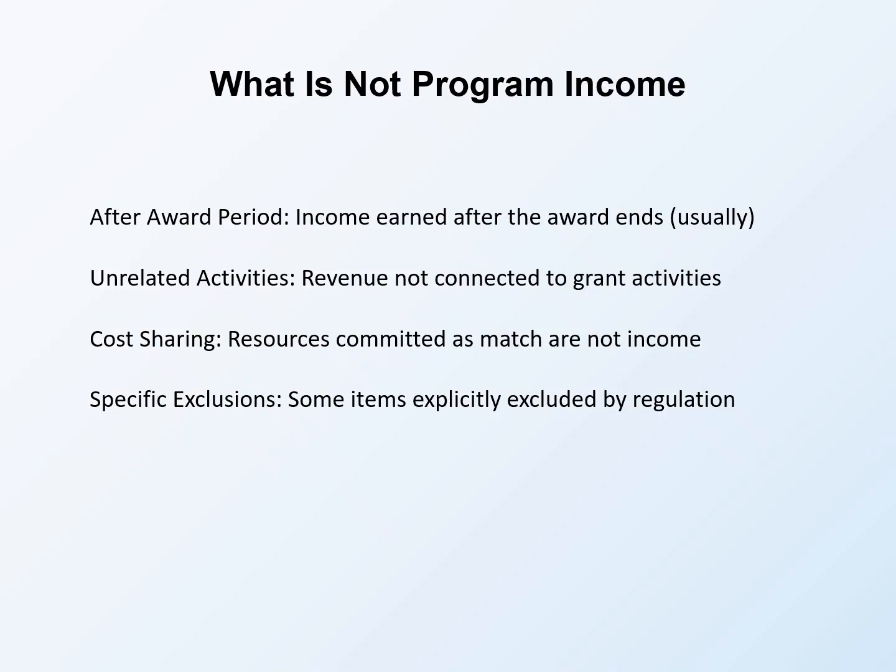Specific exclusions listed in the regulations or award terms may apply. For example, certain license fees and royalties for patents and inventions may be excluded. Interest earned on advances of federal funds may have specific treatment. Review applicable regulations and award terms for specific exclusions.